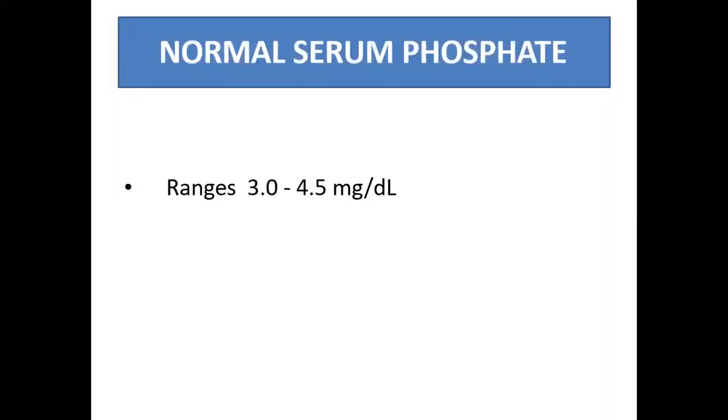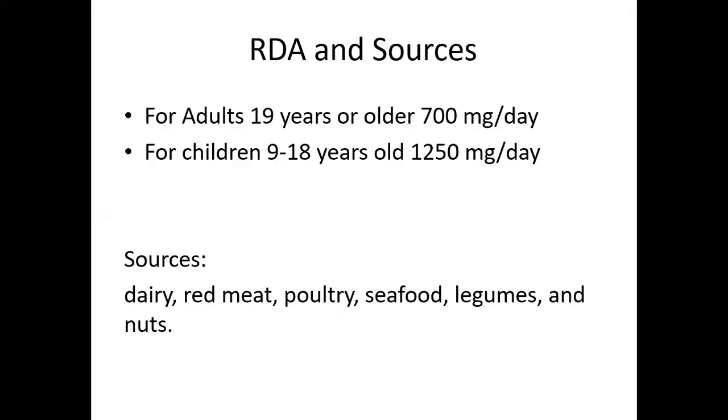Normal serum phosphate level is 3 to 4.5 milligram per deciliter. Moving on to the RDA, for adults 19 years or older, we have about 700 milligram per day, and for children 9 to 18 years old, we have 1250 milligram per day. Moving on to the sources, dairy, red meat, poultry, seafood, legumes and nuts are rich sources of phosphate.